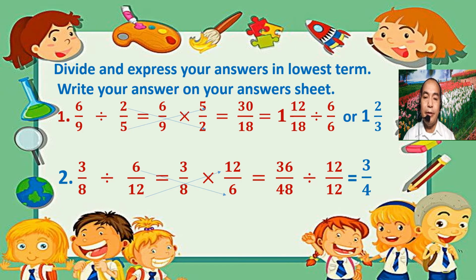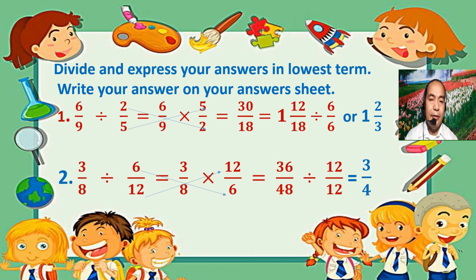Numerator times numerator, denominator times denominator. 3 times 12 will have 36. 8 times 6 will have 48. So 36 over 48 is our answer. Now again, looking at the fraction, it is not in the lowest term. Both numbers are composite numbers, therefore we can still reduce this one to its lowest term.